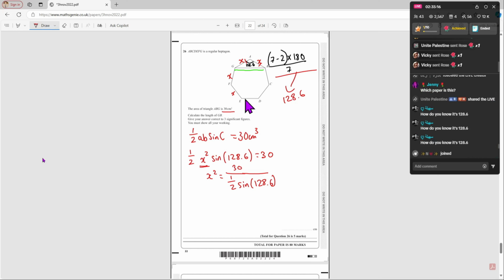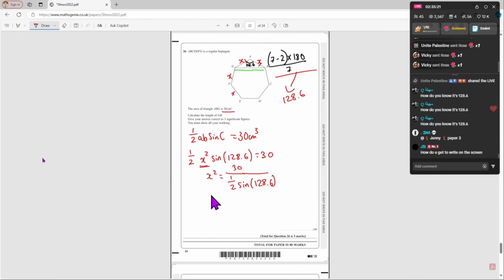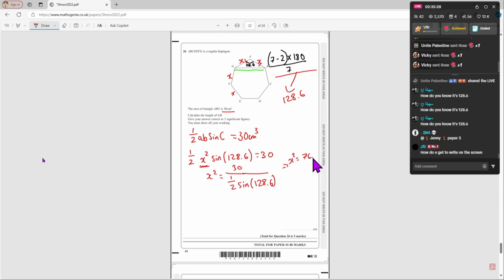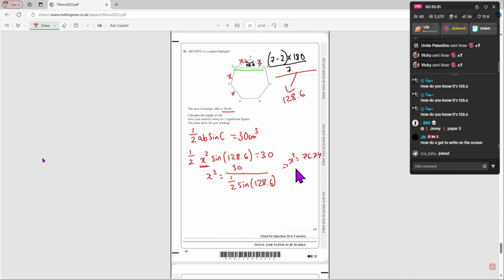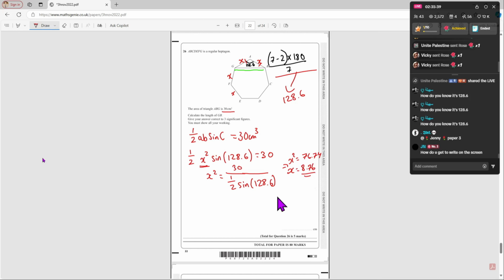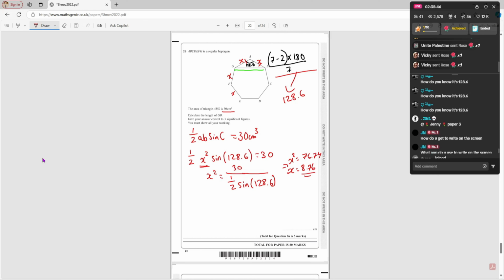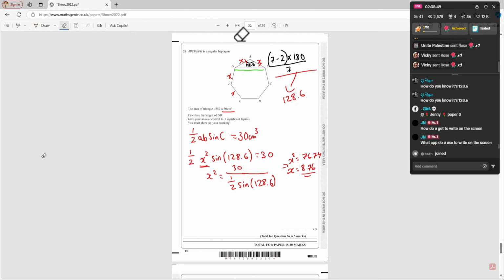So we got x squared equal to 76.74. Then we know that x is equal to 8.76. 8.76 is going to be your answer, but not yet. Now we got 8.76. We know that x is equal to 8.76, so we're going to substitute it into these x's. Now each side is worth 8.